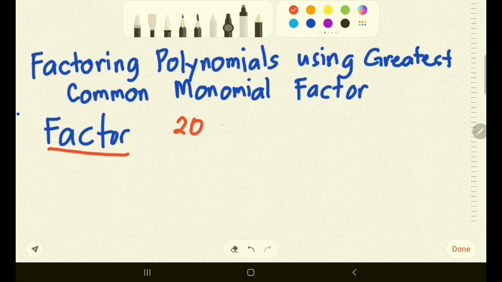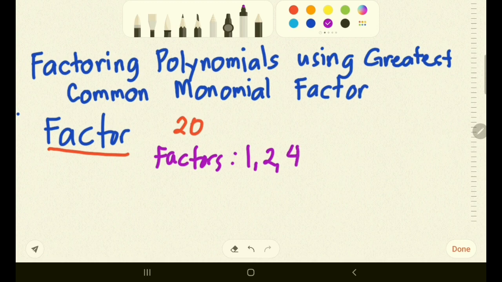So what are those? Let's list all the factors of 20. Of course, 1. Why 1? Because when you divide 20 by 1, that is 20, so there is no remainder. How about 2? When you divide 20 by 2, that is 10. So, still, 2 is a factor of 20.